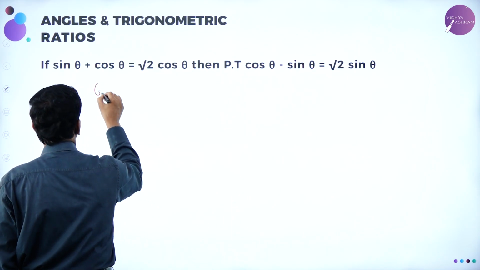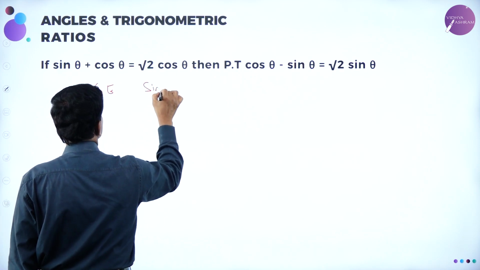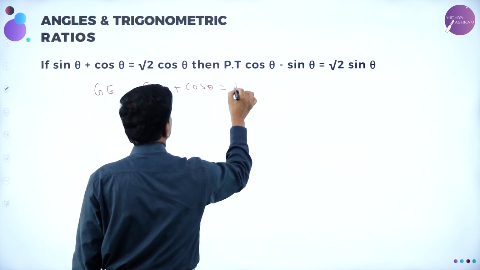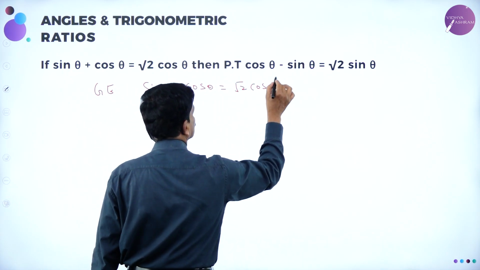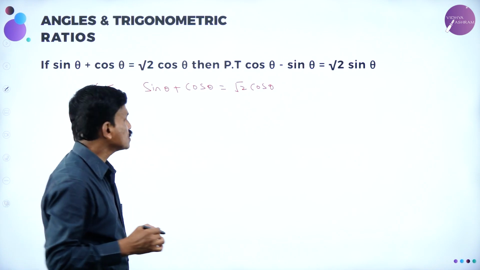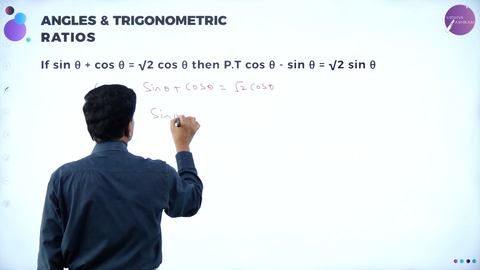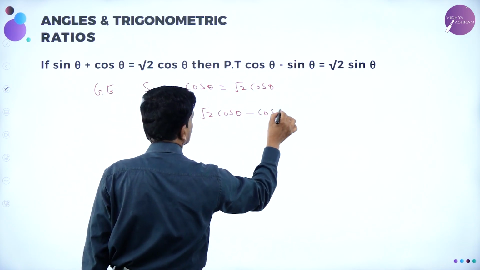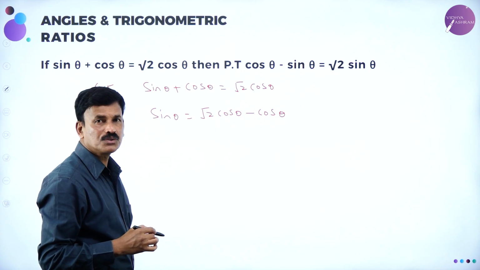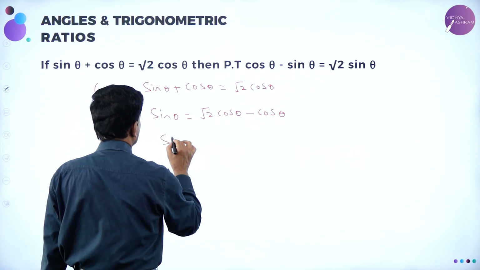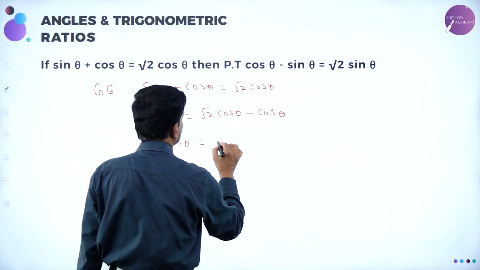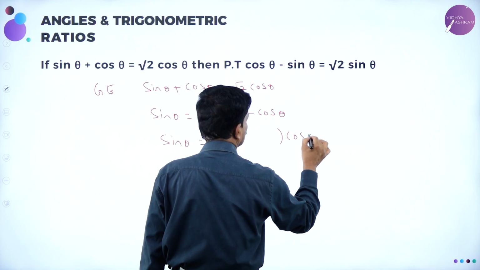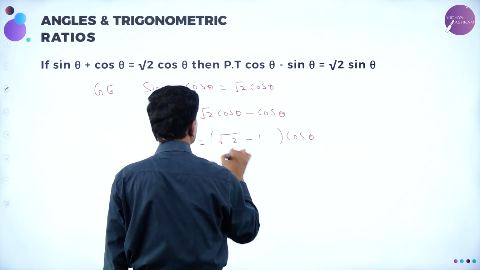Now what is given? The given equation is sin theta plus cos theta is equal to root 2 times cos theta. Sin theta can also be written as, you just transfer this plus cos theta to the right hand side, it becomes minus cos theta. So sin theta is equal to root 2 cos theta minus cos theta, or sin theta is also equal to, you can take the common factor. What is the common factor here? Cos theta is the common factor. If you take cos theta out, then this becomes root 2 minus 1.